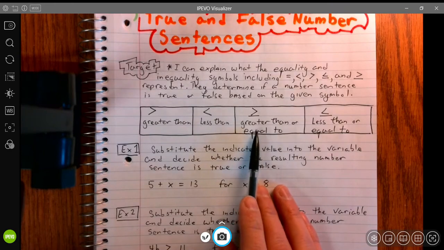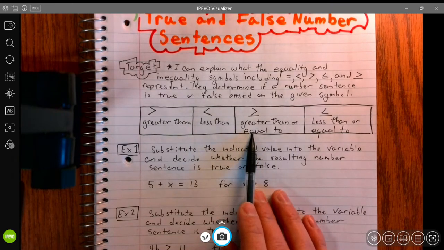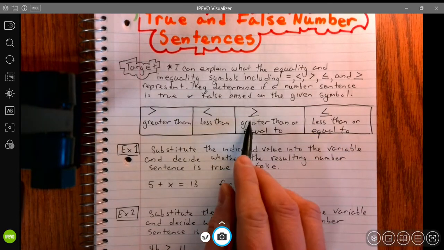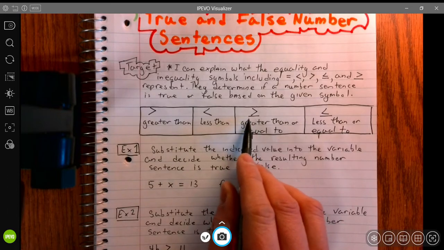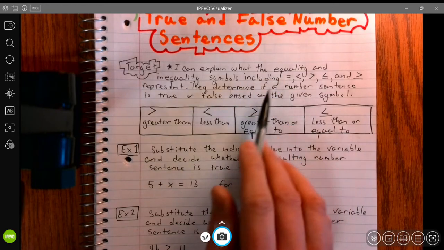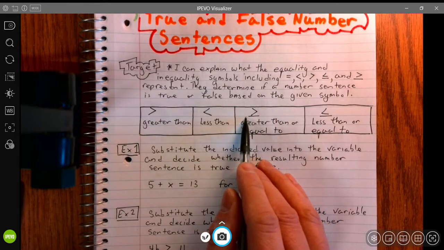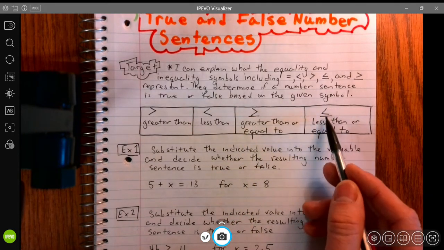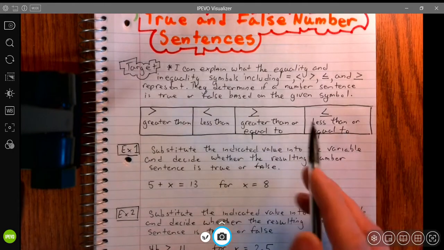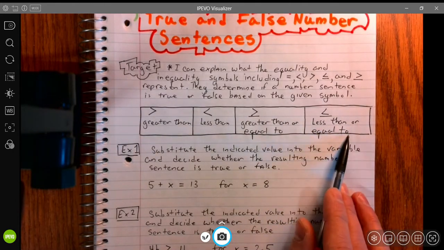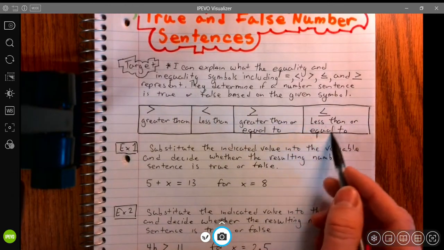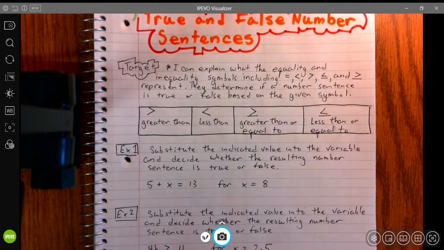Over here we have greater than or equal to. Again, the greater than points to the right, and we know it's greater than or equal to because it has this little line underneath it. It looks almost like half of an equal sign. And then we have this one pointing to the left, so that's less than or equal to, with that little line underneath.